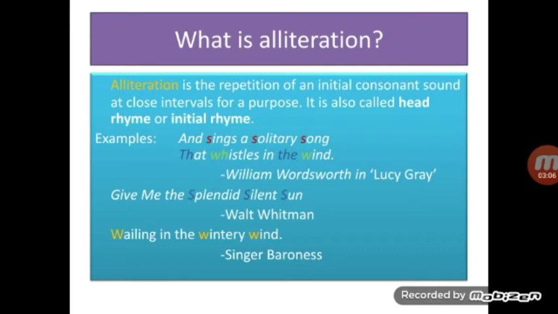And the third one is from a song sung by the singer Baroness. Here is the repetition of 'w' sound: "Wailing in the wintry wind." This 'w' sound is repeated thrice: 'w' in wailing, 'w' in wintry, and 'w' in wind. So thrice repeated. This is the example, and I think you are clear with alliteration, and we'll be talking about other terms here.